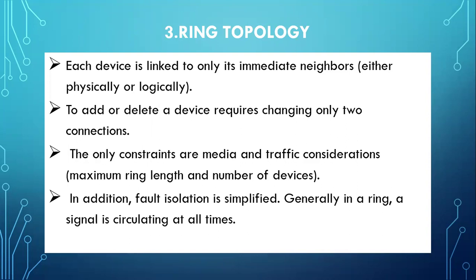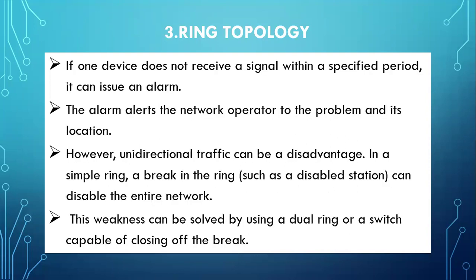Generally, in a link, a signal is circulating at all times. If one device, for example, does not receive a signal within a specified period, it can issue an alarm. The issued alarm alerts the network operator that there is a problem and where it is.